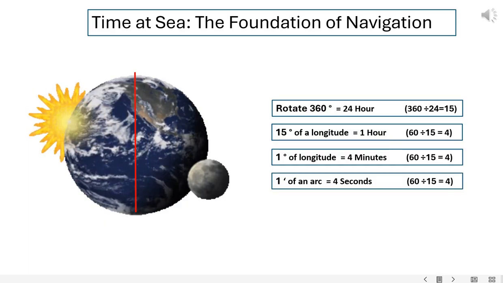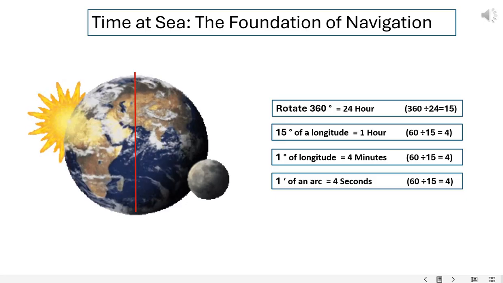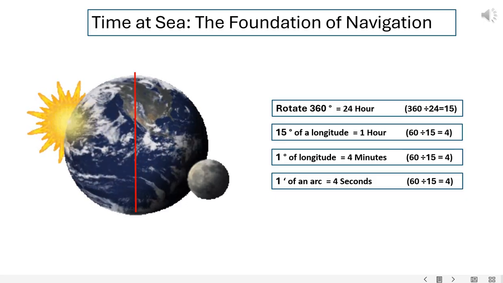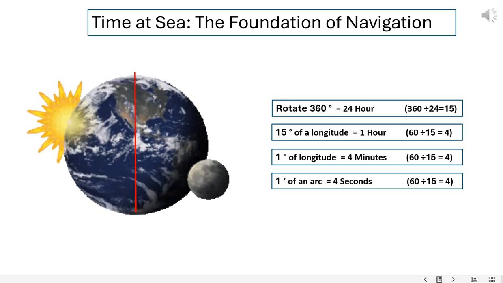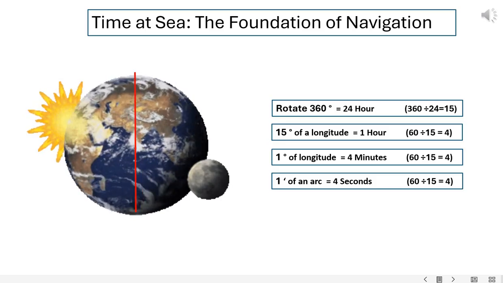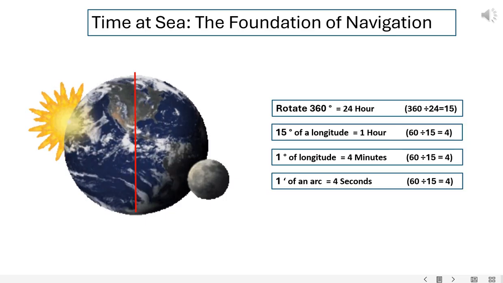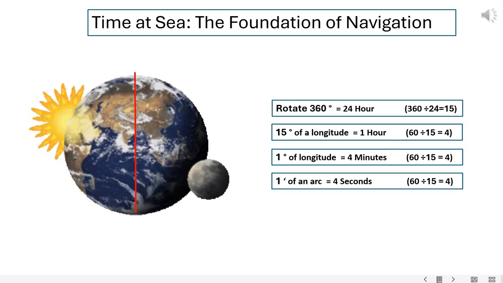Similarly, each degree contains 60 minutes of arc. Dividing 4 minutes of time by 60 gives 4 seconds of time for every 1 minute of arc. These simple relationships are extremely important because they allow navigators to convert longitude into time, and time back into longitude.